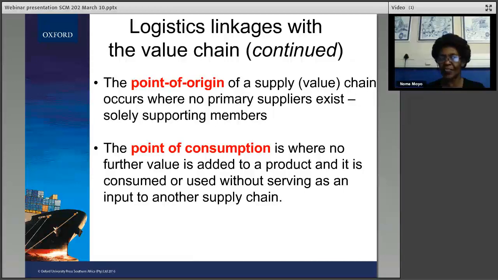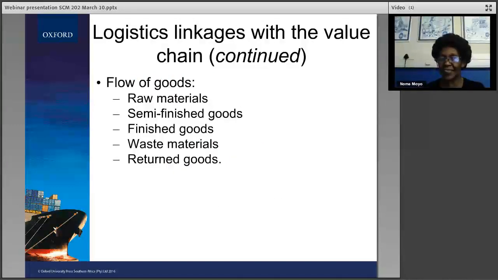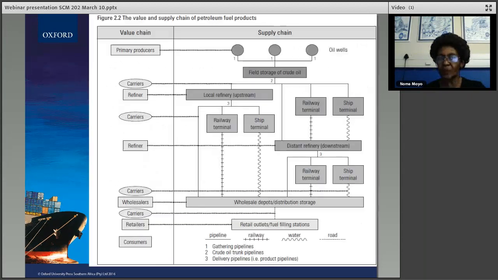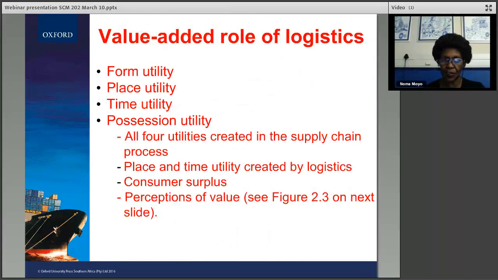What is point of origin? It is where the supply chain originates, where no primary suppliers exist. Point of consumption is where no further value is added to the product and it is consumed or used without serving as an input to another supply chain. When we talk about the flow of goods, which goods are we talking about? Raw materials, semi-finished goods, finished goods, waste material, and returned goods.